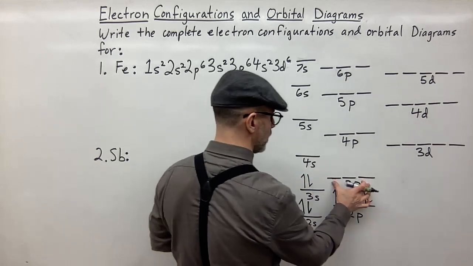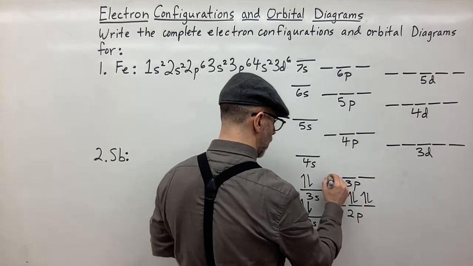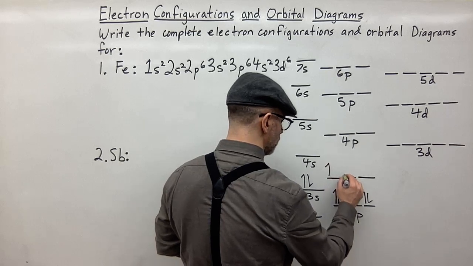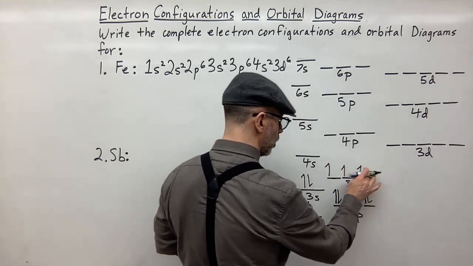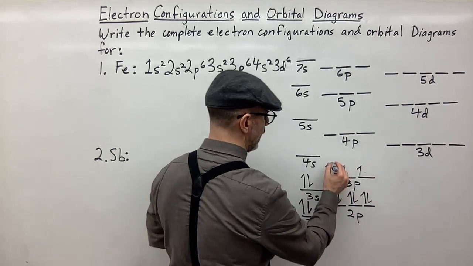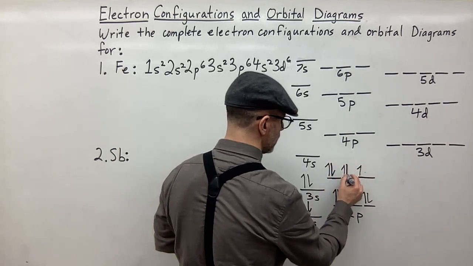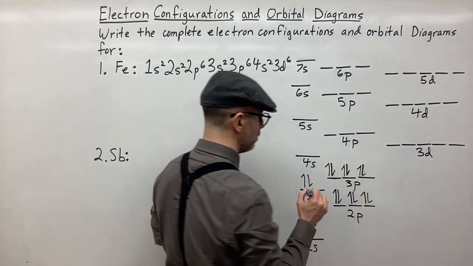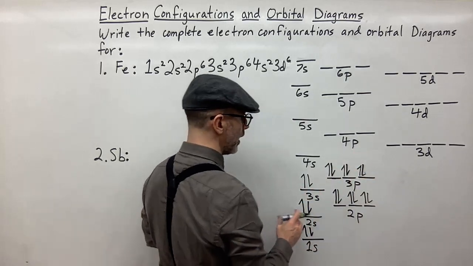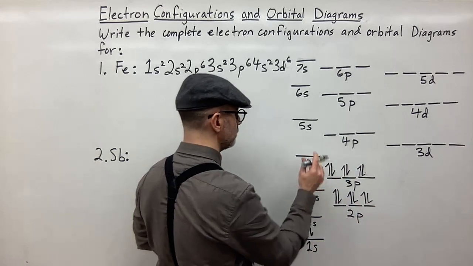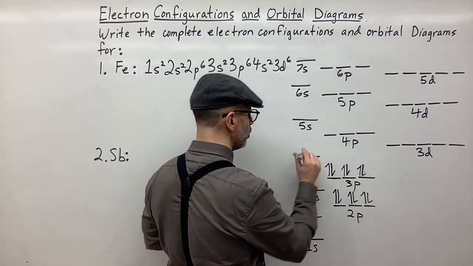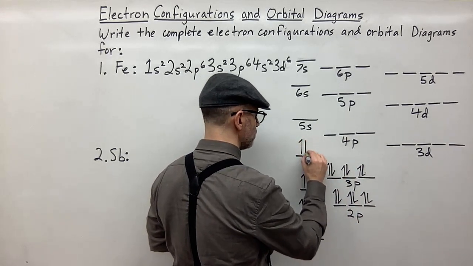Now the 3p, that's equal. So Hund's rule, spin up, spin up, spin up, 1 in each one first. And then spin down, spin down, spin down. I'm going to pair them up. So now I have 18. Next is 4s. This orbital is going to get 2 electrons, spin up, spin down.